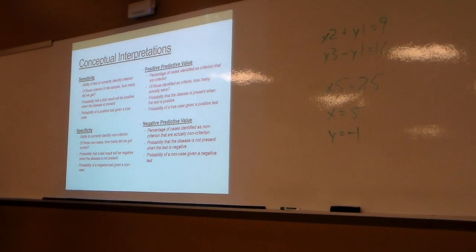But thinking about different ways to think about sensitivity, specificity, positive and negative predictive power. Sensitivity is the ability of our test to correctly identify criterion, right? Of those in the criterion, how many did we get? The probability that the test result will be positive when the disease or criterion is present. The probability of a positive test given a true case. So these are all different ways to ask these sensitivity questions.